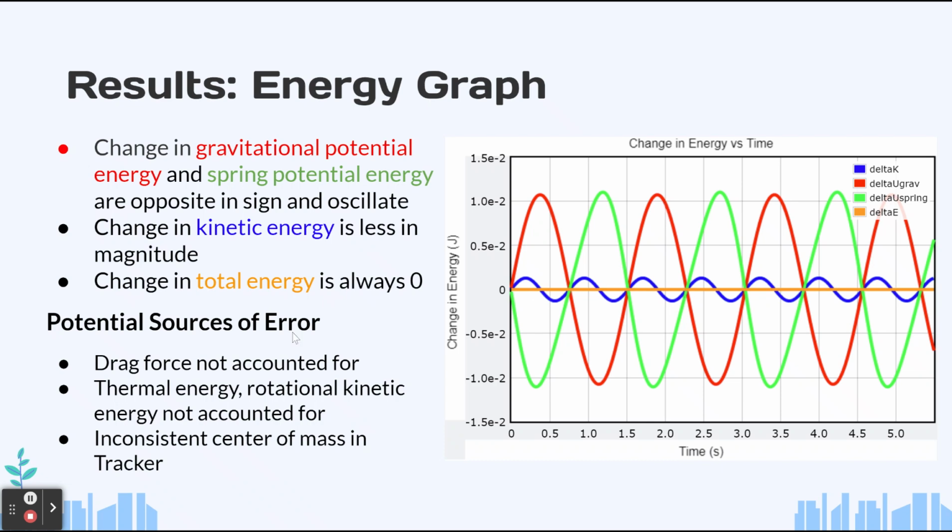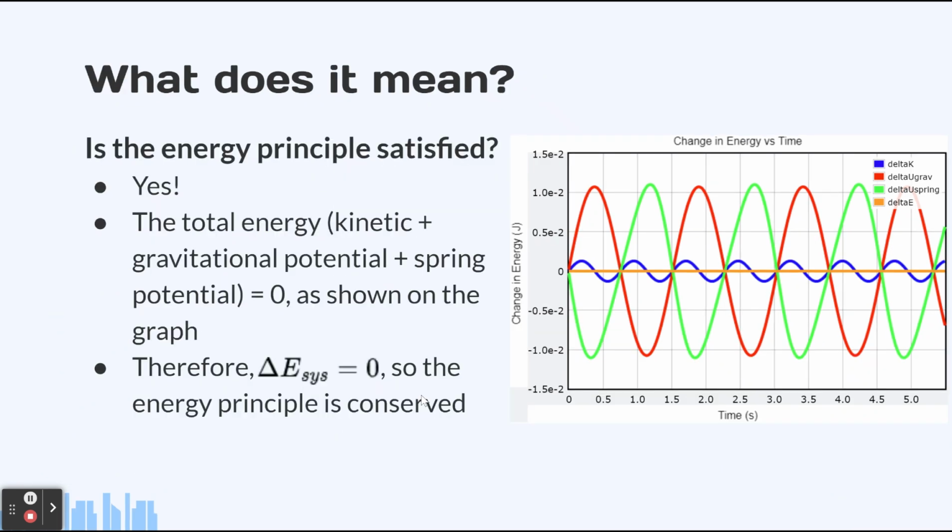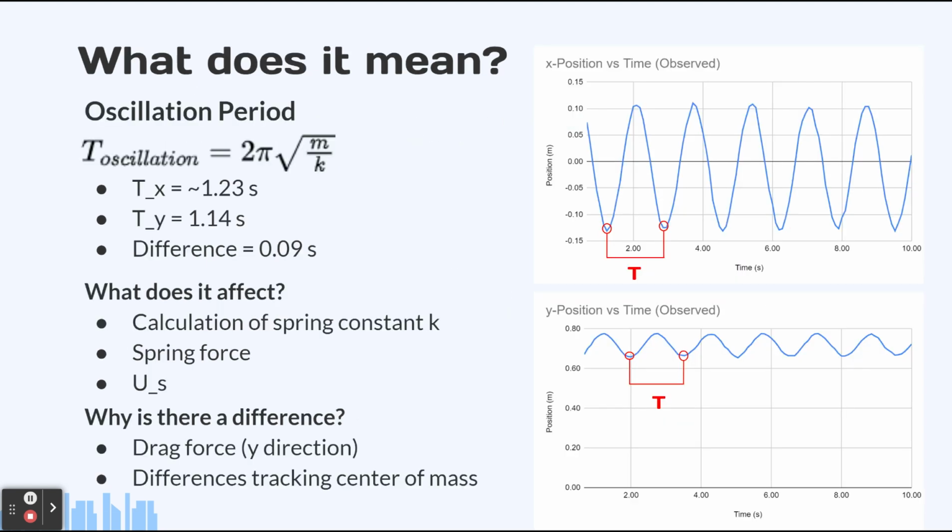And some potential sources of error could be that the drag force was not accounted for, thermal energy and rotational kinetic energy were not accounted for, and it could have been an inconsistent center of mass when I was plotting the mass in Tracker. What does this mean? So the energy principle was satisfied because the total energy was zero, which is shown on the graph here by this horizontal line. Therefore, the change in energy of the system is zero, so the energy principle is conserved.